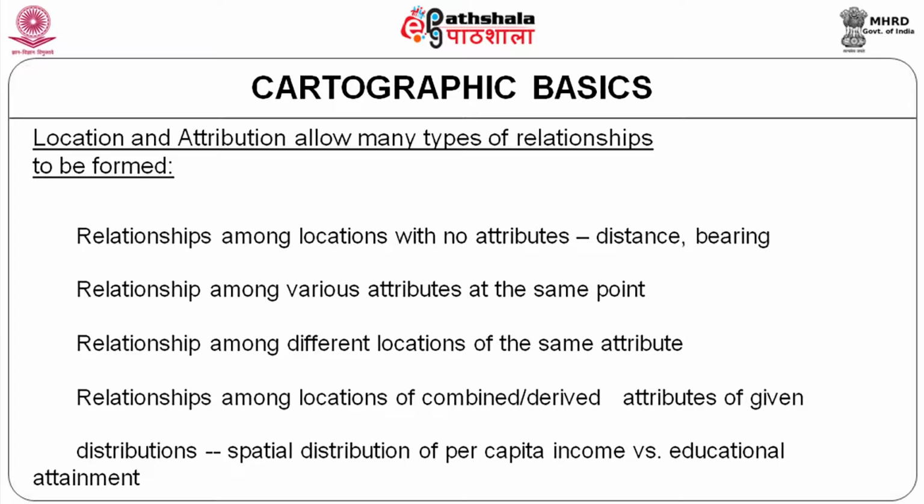We also talk about relationship among different locations of the same attribute. It's very interesting, isn't it? Attribute is the same, but the location is different. What is the relationship? For example, attribute here we would like to say something like rainfall. So, you cannot try to compare at a given time at a particular place of the rainfall.